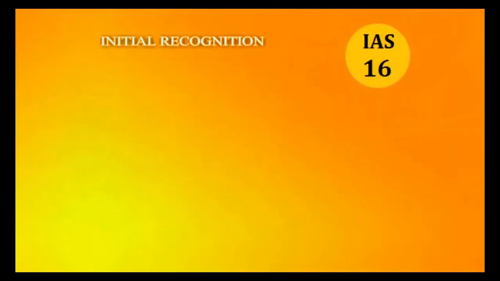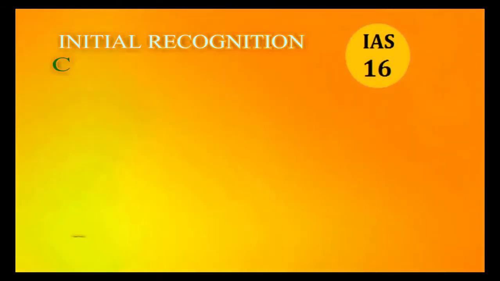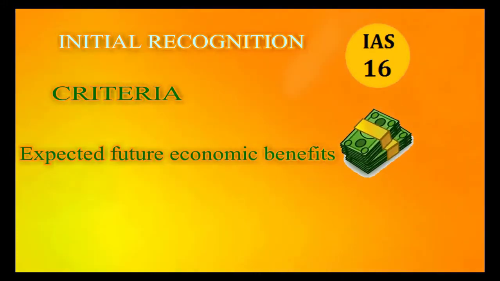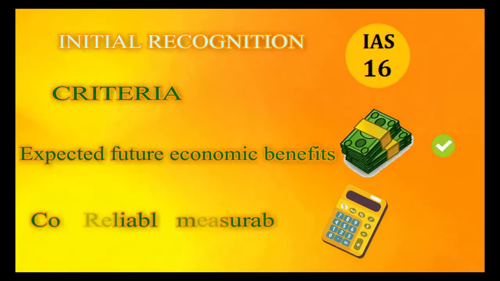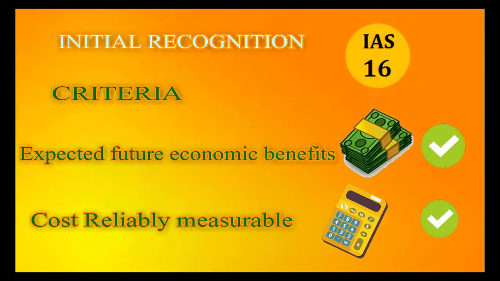Let's move forward to initial recognition, as all assets have 2 criteria. First, it is probable that future economic benefits associated with the item will flow to the entity, and secondly, the cost of the item can be measured reliably. If both these are met, the asset can be recognized. These criteria apply to subsequent expenditure as well as costs incurred initially.